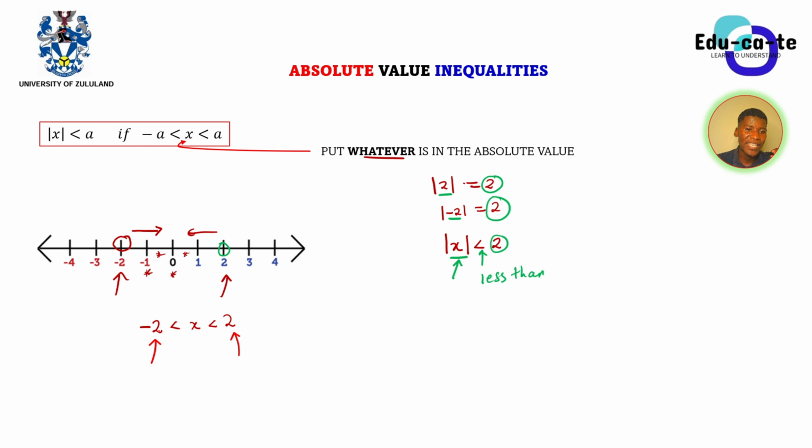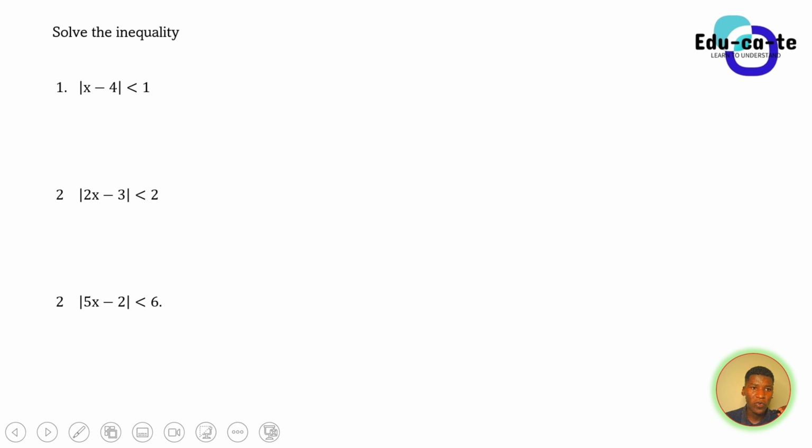Similarly, just like here, they must be between negative 2 and positive 2. So here you have got this inequality. They say now solve the inequality: the absolute value of x minus 4 must be less than 1. The moment you see less than, you need to remember the law that when you have got the absolute value of x is less than a, then your x values must be between negative a and positive a. This is what it means.